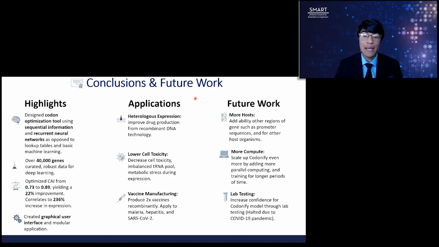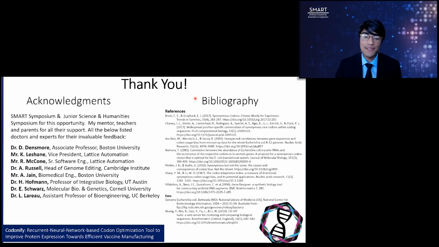In the future, I plan to add the ability for Codonify to optimize sequences based on other organisms, such as mammals and yeast. Further, I plan to increase confidence in Codonify further by testing my model in the lab. I'd like to thank my mentors and teachers for their support, as well as these experts for their invaluable help. Thank you.